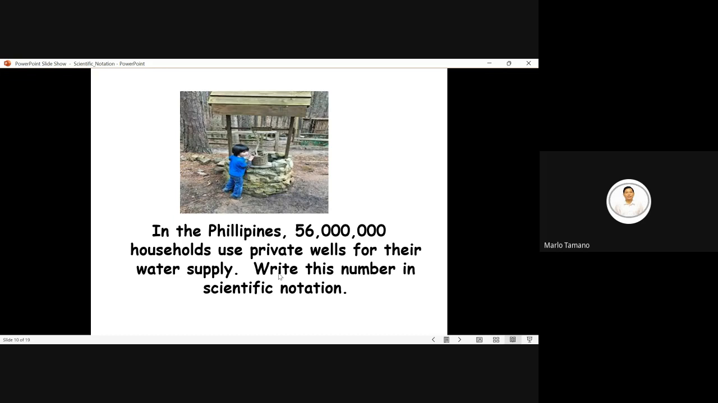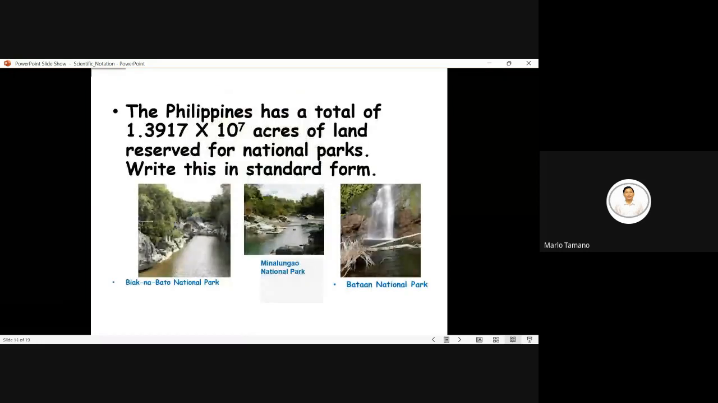Alright. In the Philippines, 56 million households use private wells for their water supply. Write this number in scientific notation. 5.6 times 10 to the 7th power. Very good. 5.6 times 10 to the 7. And that is correct.